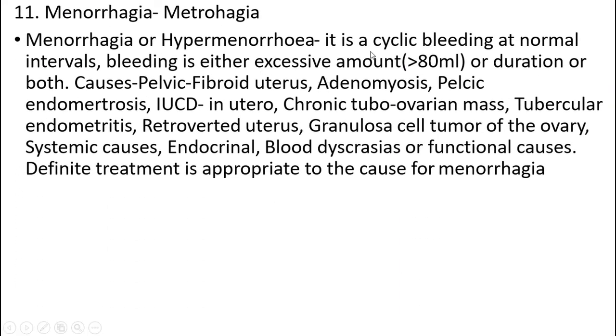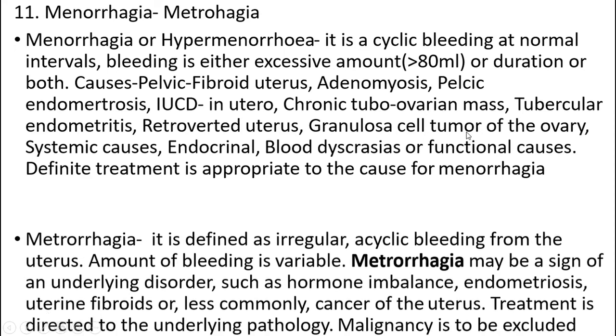Menorrhagia, metrorrhagia. Menorrhagia or hypermenorrhea is cyclic bleeding at regular intervals. Bleeding is excessive in amount or duration or both. Causes are pelvic: fibroid uterus, adenomyosis, pelvic endometriosis, IUCD in utero, chronic tubo-ovarian mass, tubercular endometritis, retroverted uterus, granulosa cell tumor.